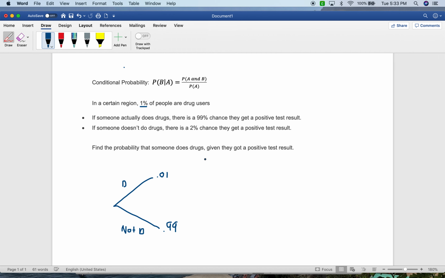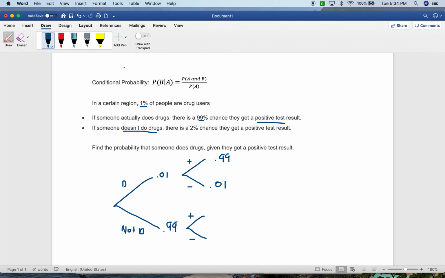So now, when you take your drug test, there's two options. You either get a positive result or a negative result, and that works if you actually do drugs or if you don't do drugs. So I'm going to put positive and negative. Now it tells us if someone actually does drugs, so we're looking at this top branch here, there's a 99% chance they get a positive test result. So given they did drugs, 99% chance it's positive, so 0.99. That means there's a 1% chance that they get a negative result. They get away with doing their drugs and doing the drug test.